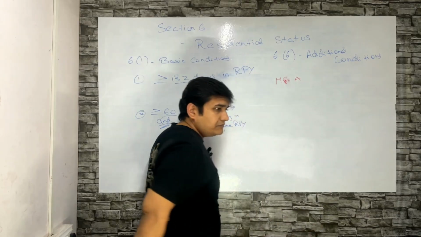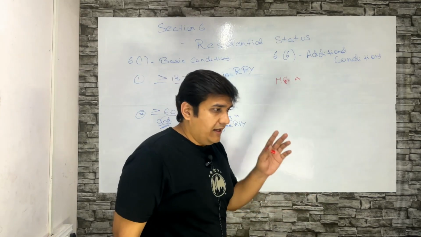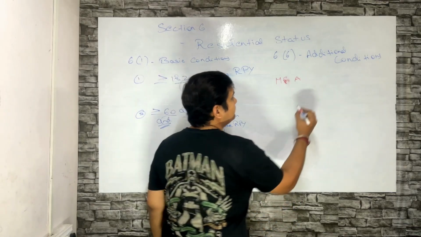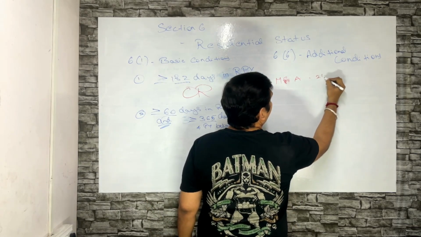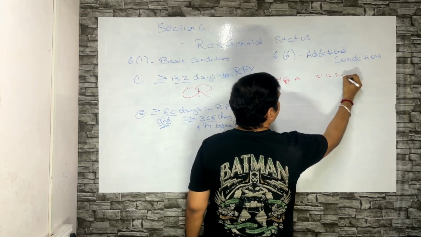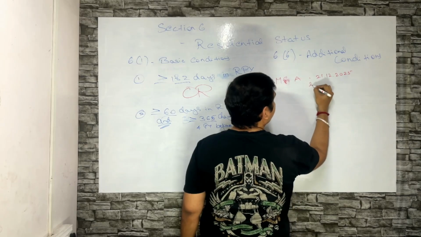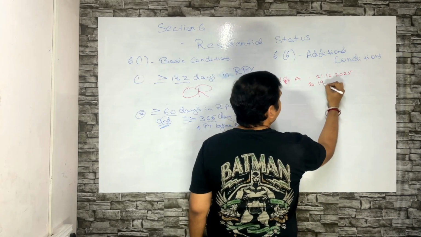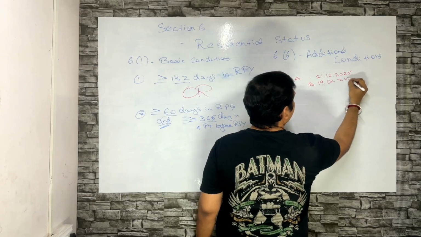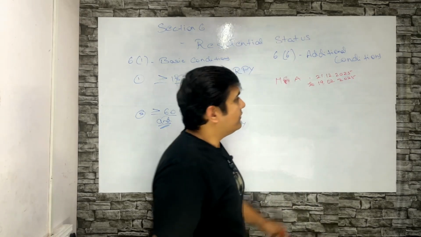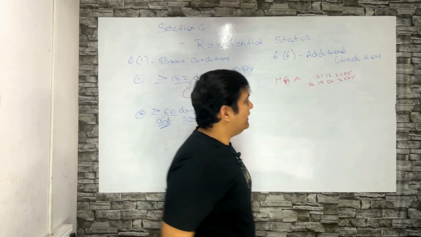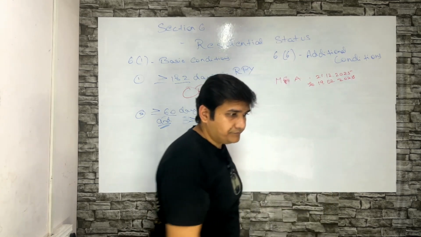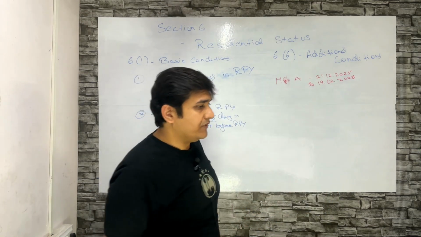Mr. A resides in India from 21/12/2025 to 19/2/2026. From 21st December 2025 till 19th February 2026, he is in India, right?